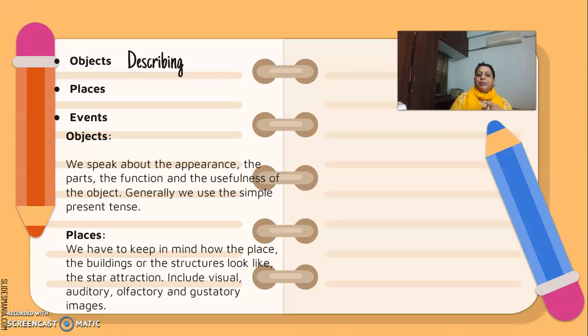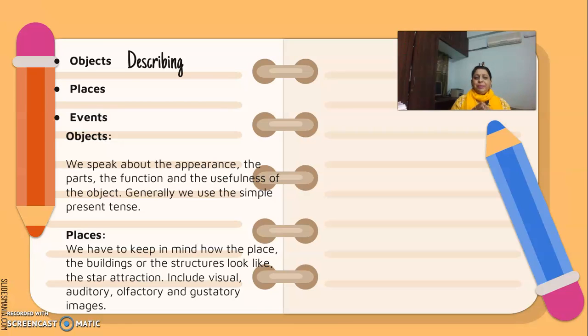Next, moving on to places, we have to keep in mind what and how the building and structure looks like. And what is the star attraction, whether there are dome-shaped buildings or square or different kinds of minarets or pillars, or what is it that is the star attraction?